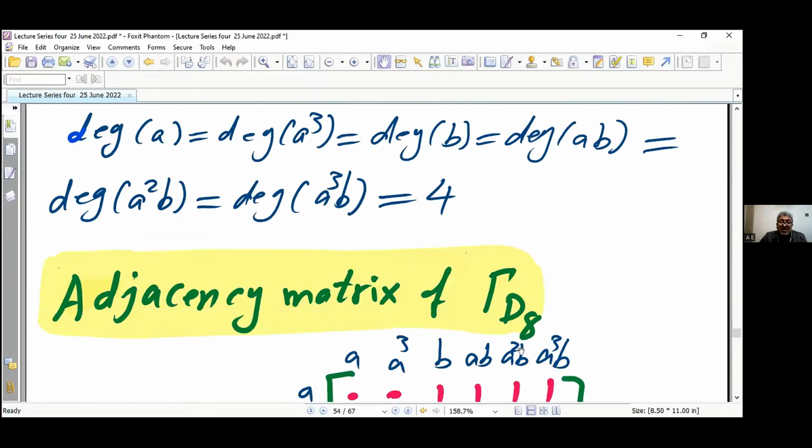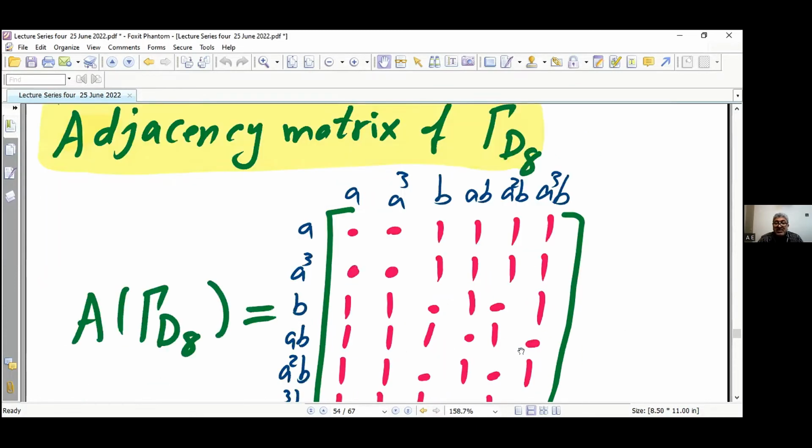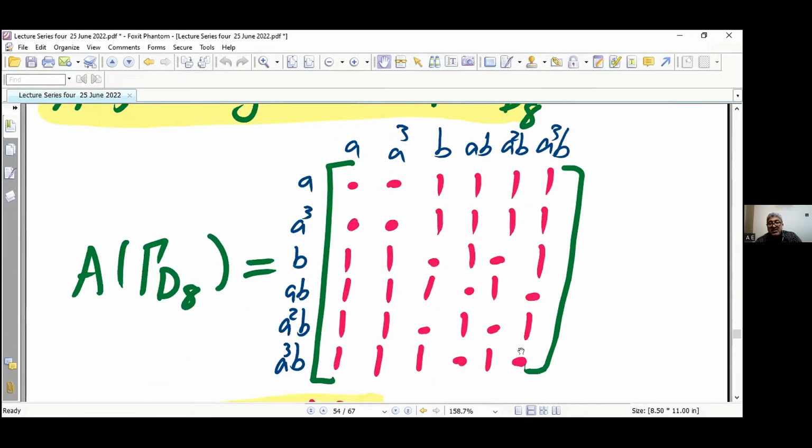Now, let me start with the matrices which I mentioned today. The first one is the adjacency matrix. This is the adjacency matrix for the dihedral group of order 8. We have 6 vertices, so the adjacency matrix is a 6 times 6 matrix.